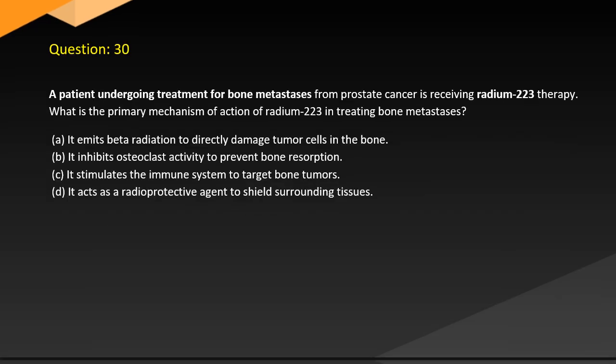Question 30. A patient undergoing treatment for bone metastasis from prostate cancer is receiving radium-223 therapy. What is the primary mechanism of action of radium-223 in treating bone metastasis? A. It emits beta radiation to directly damage tumor cells in the bone. B. It inhibits osteoclast activity to prevent bone resorption. C. It stimulates the immune system to target bone tumors. D. It acts as a radioprotective agent to shield surrounding tissues.